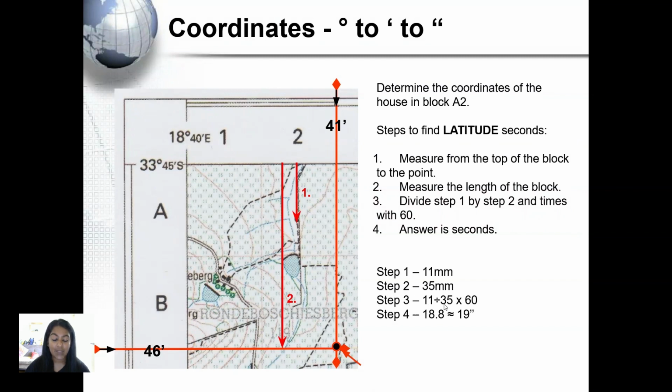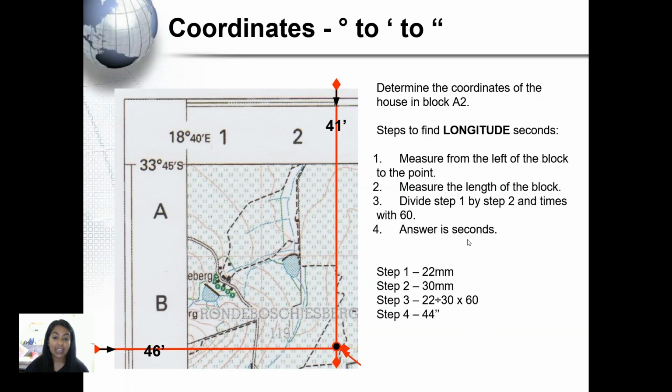So we go 11 divided by 35 times by 60. It gives me an answer of 18.8, which I'm going to round off to 19, right? So if it was 18.2, then I would round it down to 18, right? And so my answer is 33 degrees, 45 minutes, and 19 seconds south.